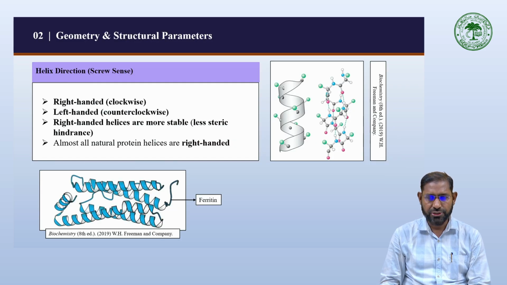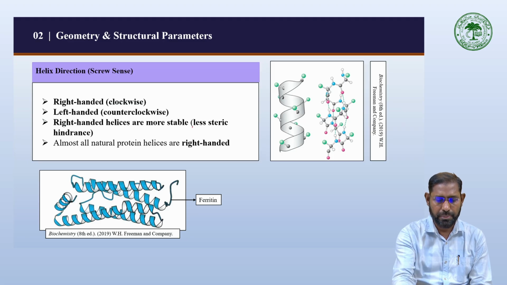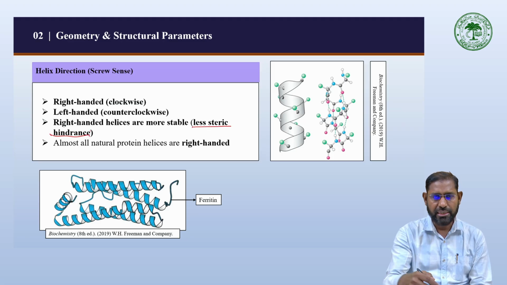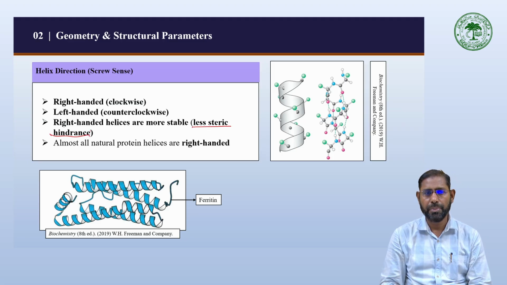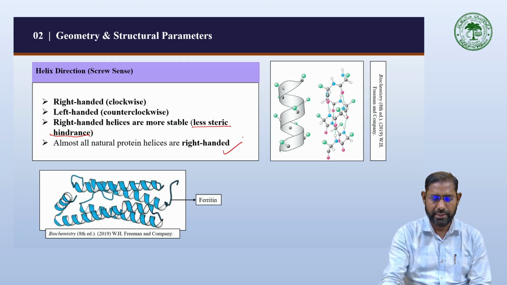This is the helix direction. Most helices have right-handed, clockwise direction, and very few are left-handed. Right-handed helices are more stable and have less steric hindrance. That's why most helices are right-handed, and almost all natural protein helices are right-handed helices.